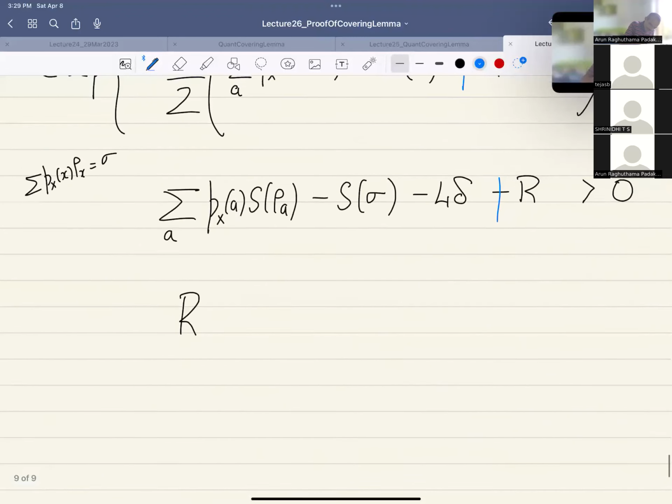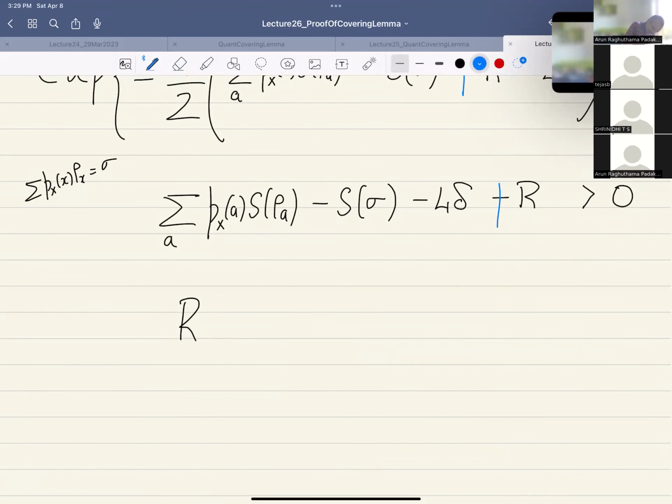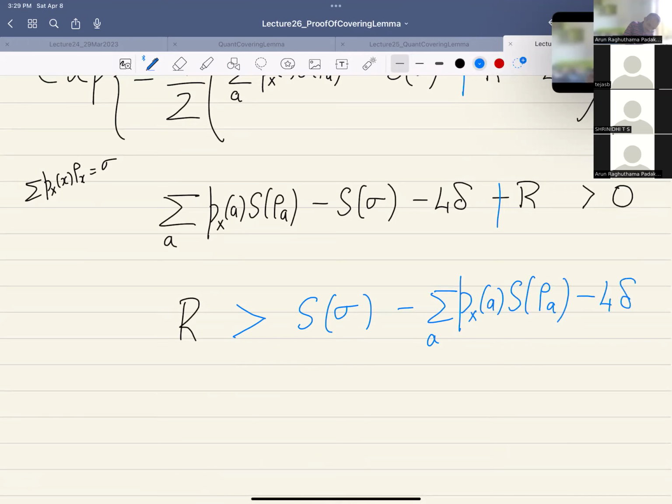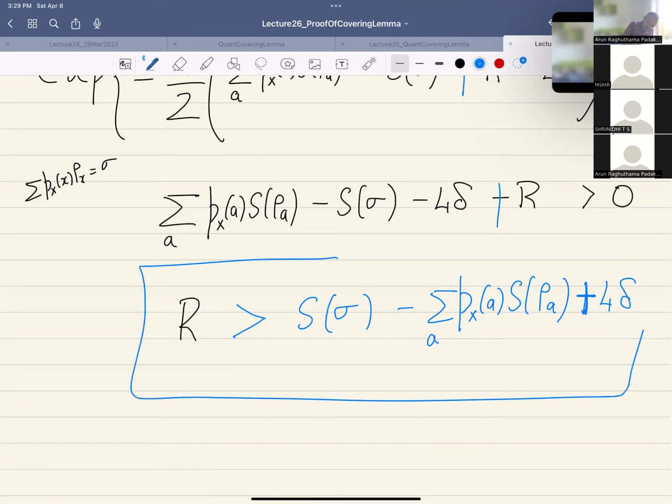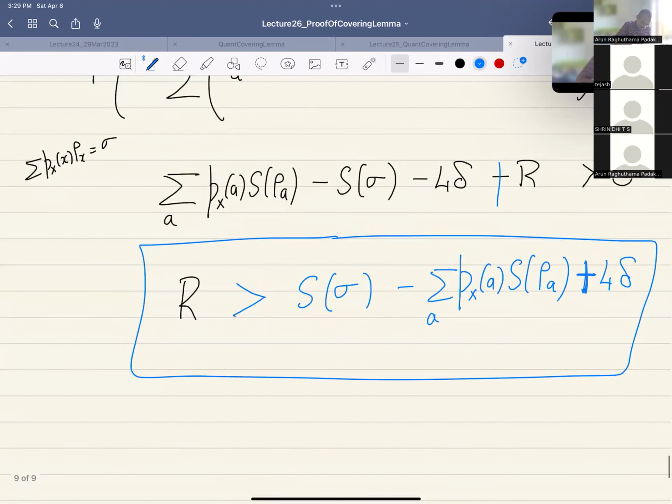So which means R has to be greater than S of sigma minus the sum of Px of x S of rho x, plus 4 delta, sorry, plus 4 delta. And your delta can be arbitrarily small. So if you take so many code words, then you're done.